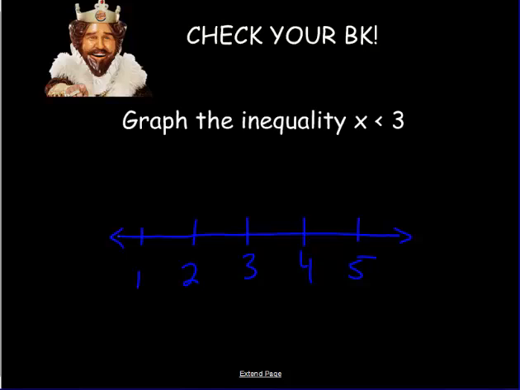But I'm looking at open dot or closed dot. Notice it says x is less than 3. It can't be 3. It has to be less than 3. So that's when we had open dots. Remember, when it wasn't equal to, we had an open dot. That'll help you a lot with today.